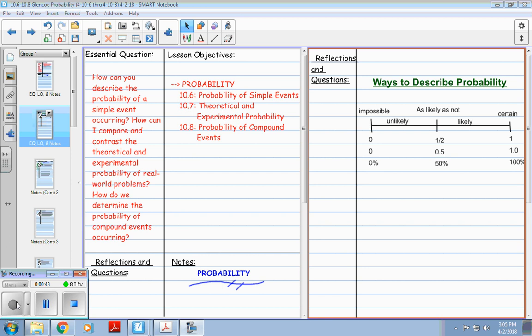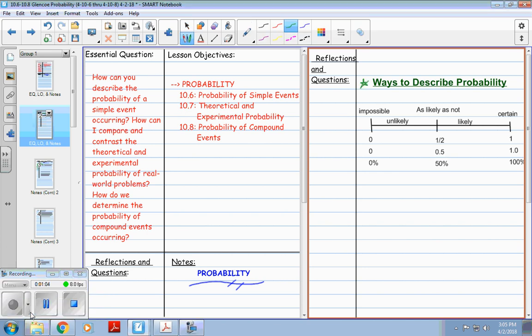Okay, welcome back. So our essential question is focused on how to find the simple event, how to compare and contrast theoretical and experimental probabilities of real-world problems, and also how to derive or solve for the compound probability of events occurring. So our first slide here on the right is ways to describe probability.